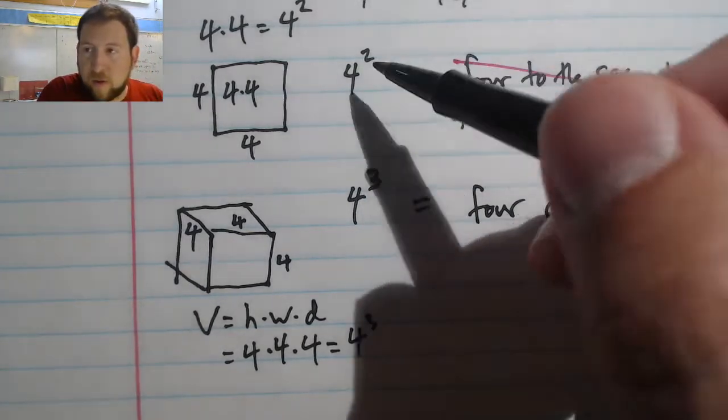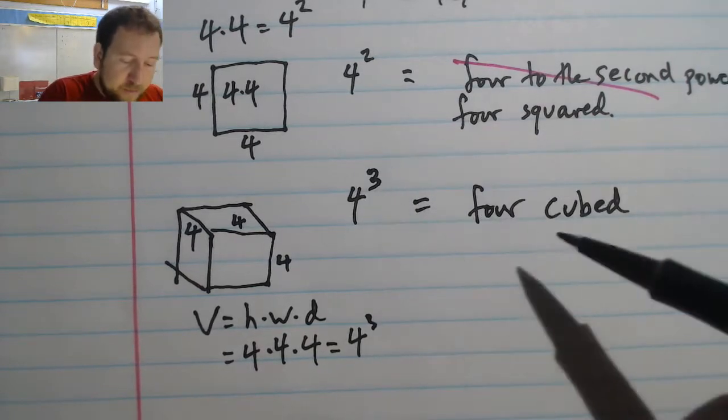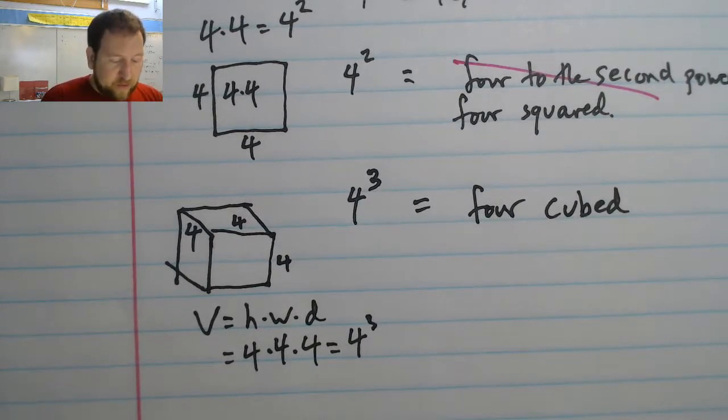So whenever I see 4 to the second power, I can say 4 squared, and 4 to the third power, I can write 4 cubed. Those are the things that we're going to be talking about.